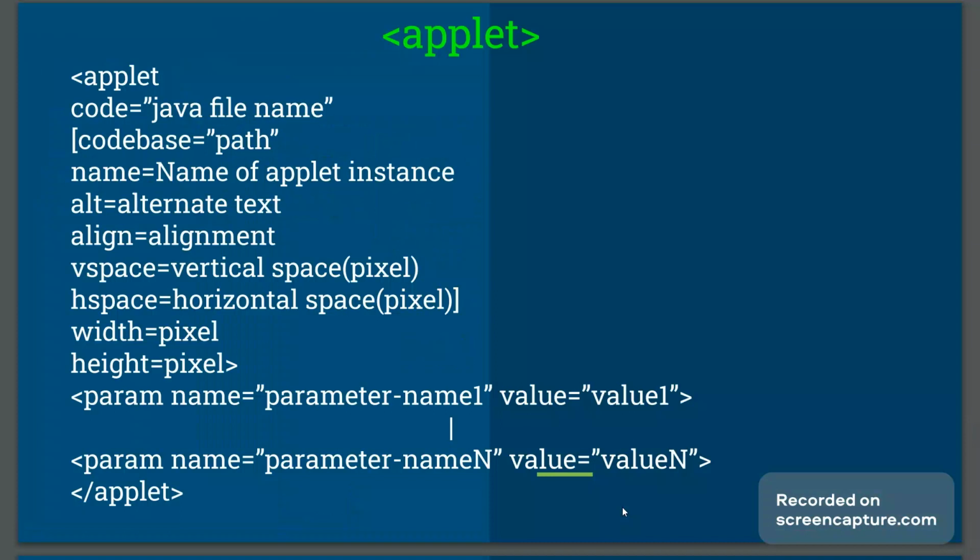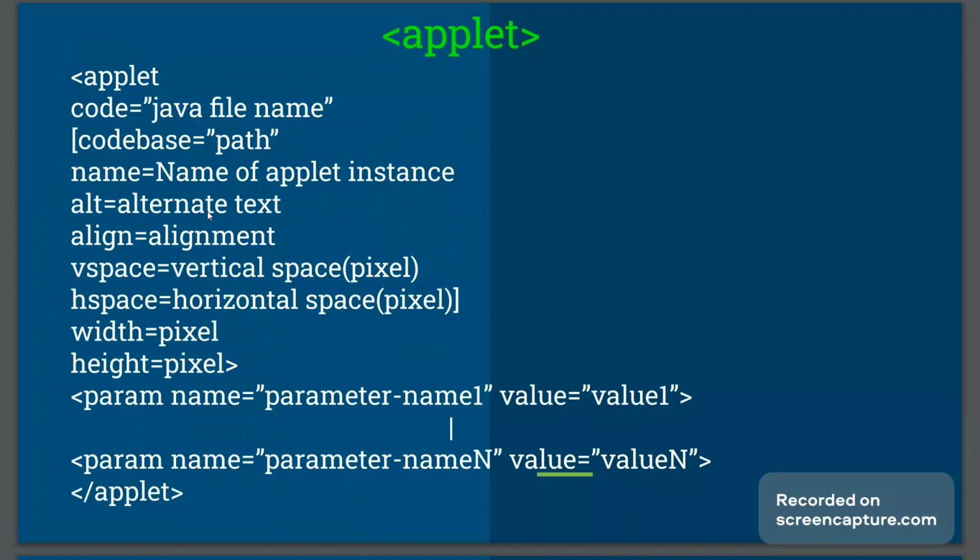Now, apart from that, the applet tag is having many attributes which are optional ones, like codebase equal to path, where we can give the path of our Java file if it is located at a different location from this applet file. Name attribute, here we can give a name to our applet instance. Alt attribute, here we can give the alternate text.